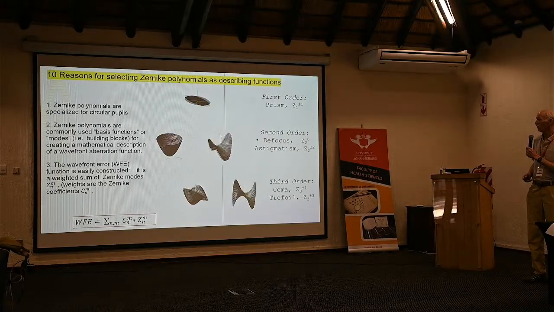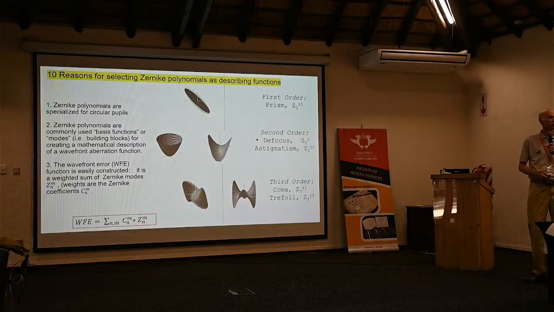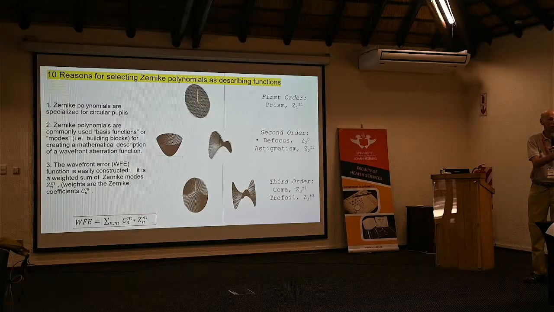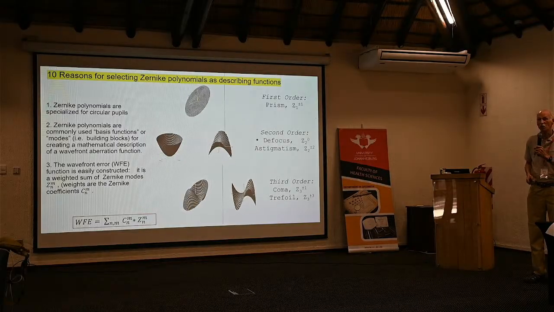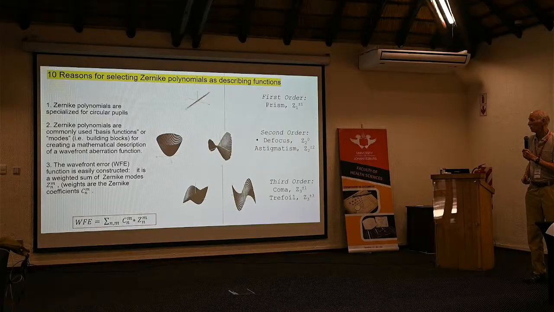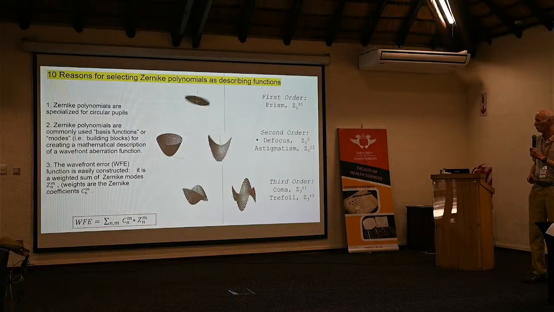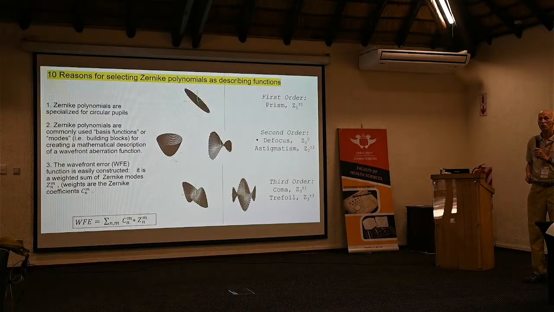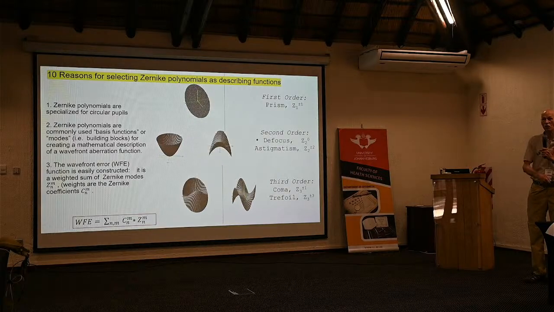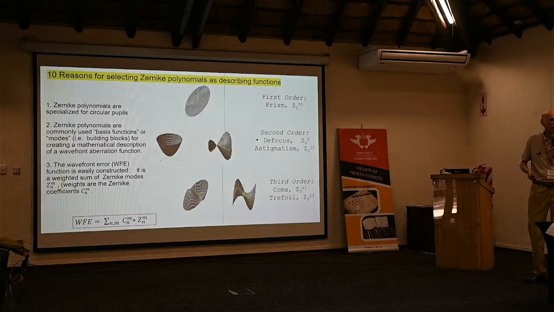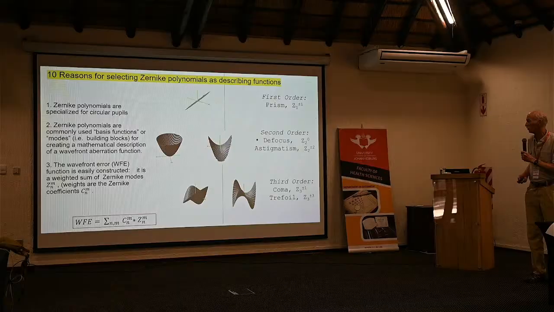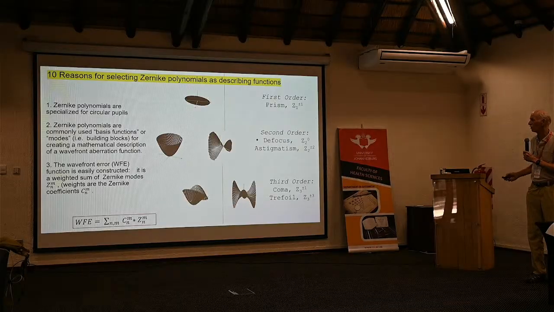And third, the wavefront error function is so easily constructed with Zernike polynomials. That's this notion of being independent fundamental building blocks. It's a weighted sum of Zernike modes. Multiply the Zernike polynomial itself by some weighting coefficient, just add them up. Couldn't be easier. It's an easy way to create a complicated wavefront error function.